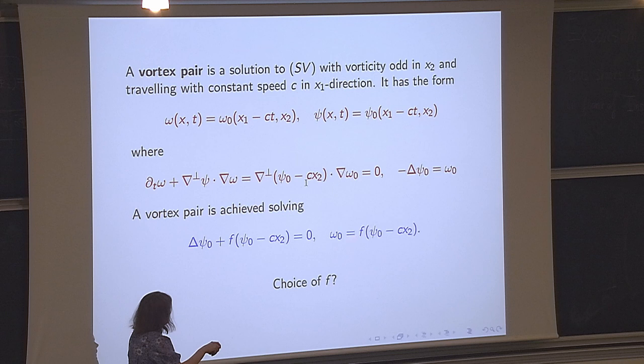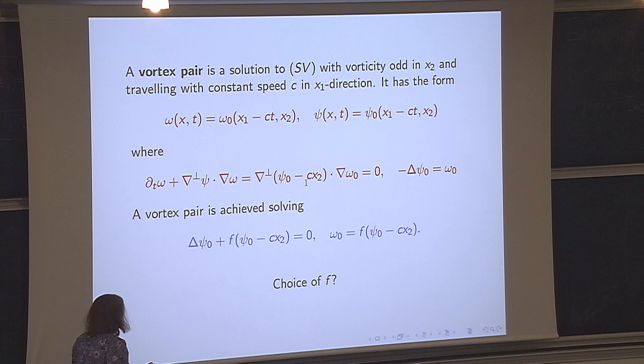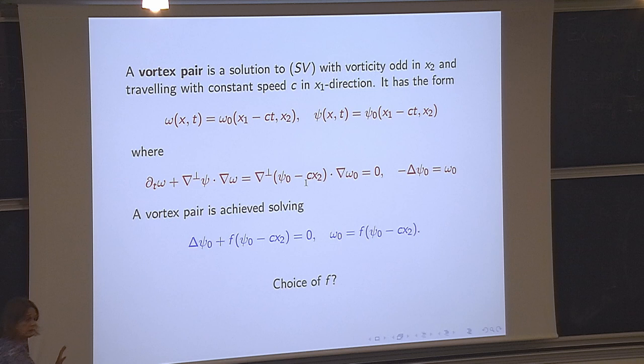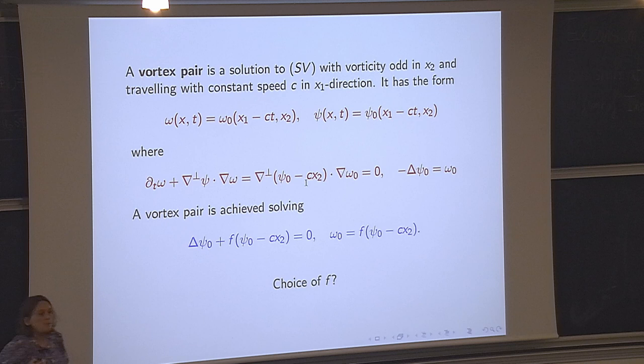So you can solve automatically this if your psi zero, the stream function in this moving frame, solves a certain semilinear elliptic equation. And you call W zero the right hand side of the elliptic equation. So it's elliptic. What is a good choice of F? I could take the exponential, but I would need to cut it off. It's not known to me, and I don't know if it is known in general, that example of vortex pair with non-compact support. So we choose another non-linearity, but just because it's simple, the computations are easier. We decided for another non-linearity.